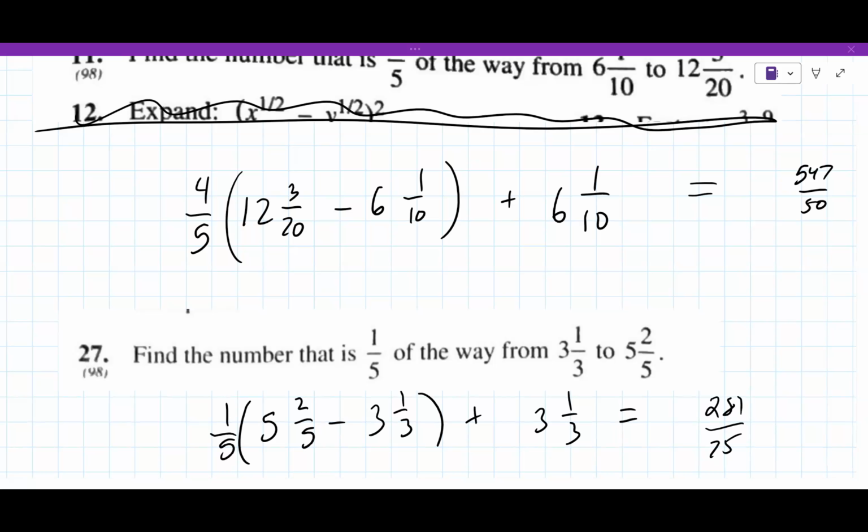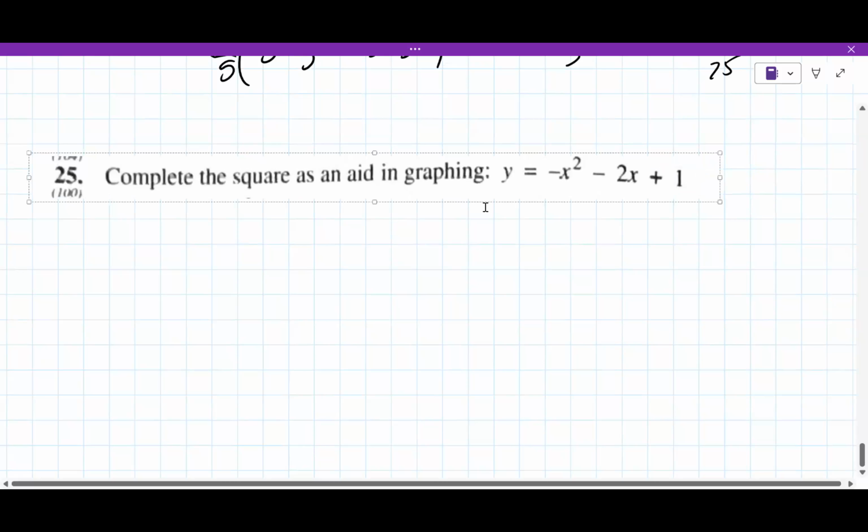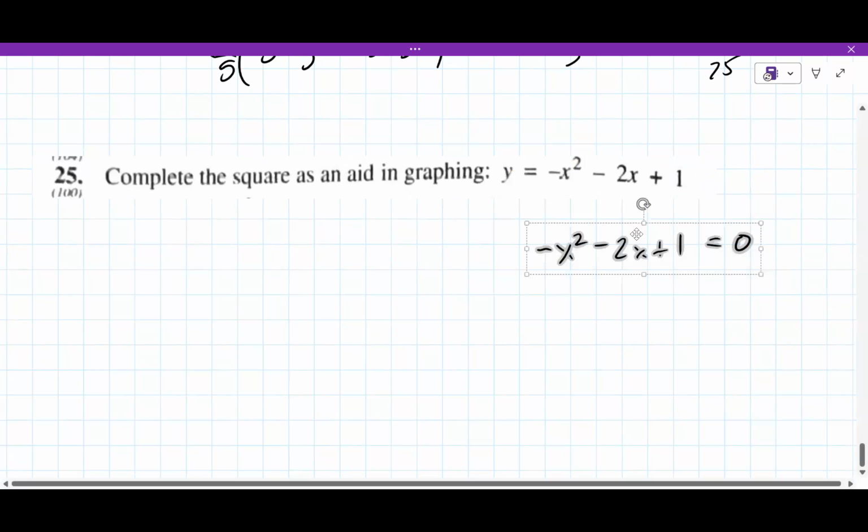Let's see, what other problems have we done? There was a 25 completing the square type problem for graphing. That might be good to look at next here. All right, complete the square to aid in graphing. We've talked about this a few times. It's always good to set it equal to 0. Let's just rewrite it as is, but equal to 0.